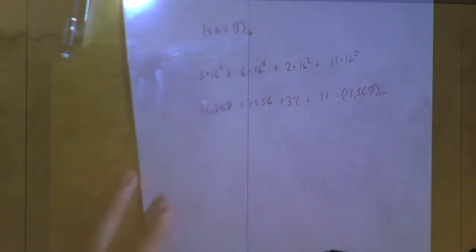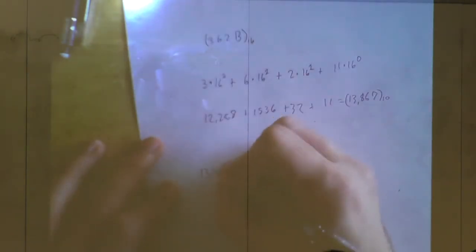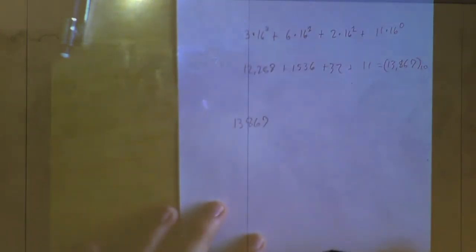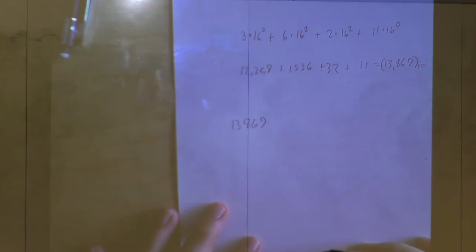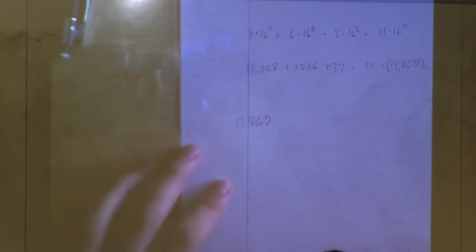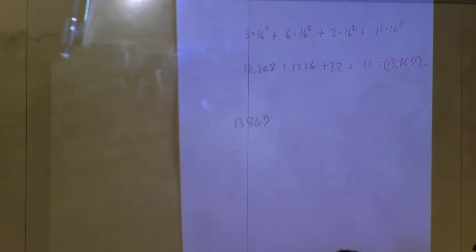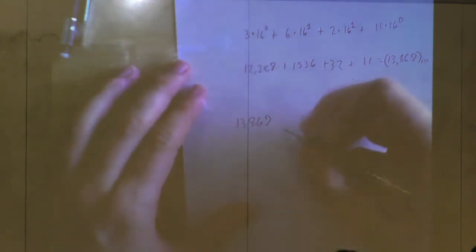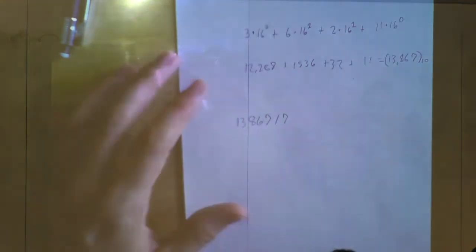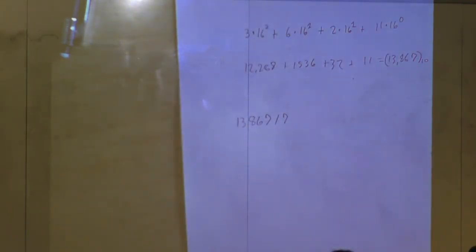So from 13,867, you would take that number, and you're going to divide it by whatever base you're trying to go to, and then you put the remainder there. Let's go to base 7. All right, so if we do 13,867 divided by 7, what's the remainder? Oh, it divides evenly, okay.